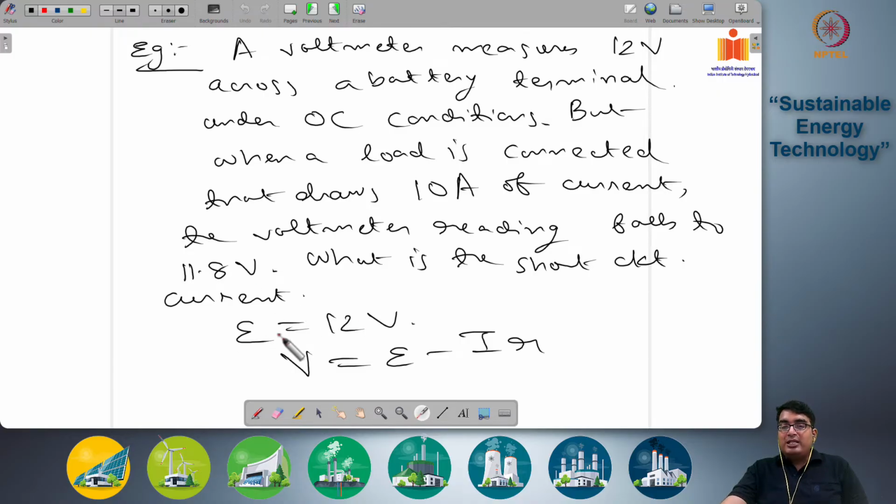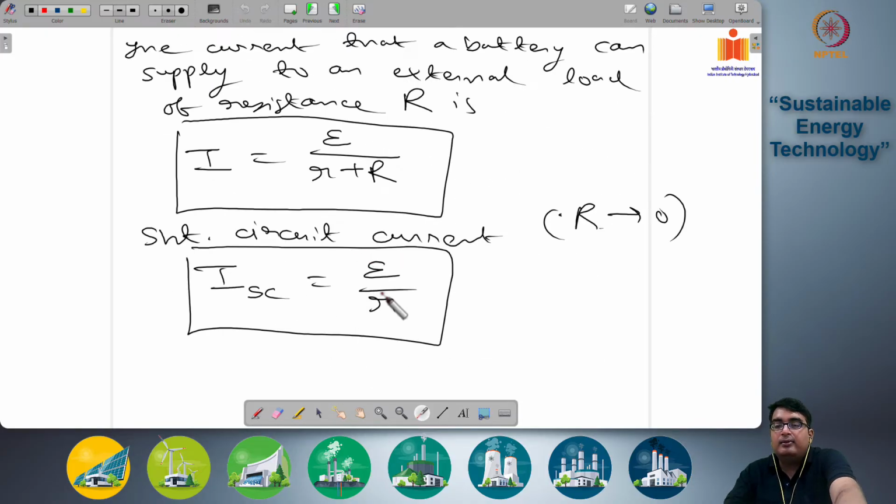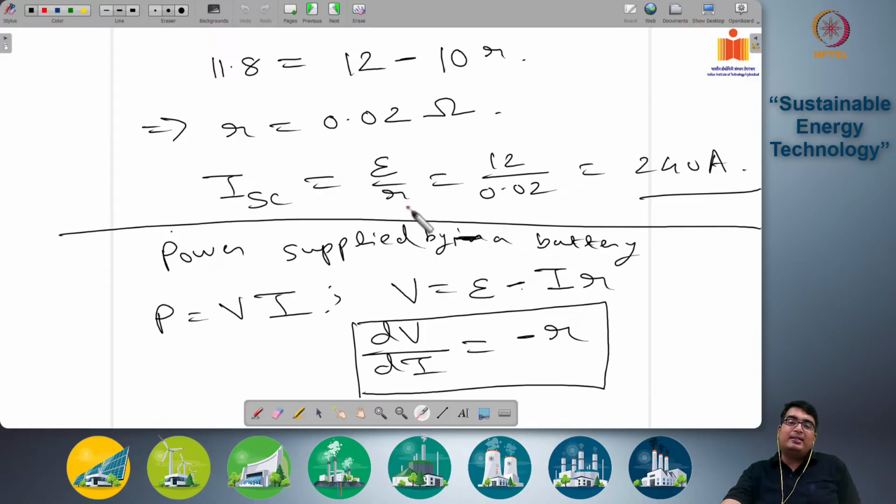Now, the electromotive force epsilon is 12 volts. When a current is flowing, the voltage measured will be the electromotive force minus the current into internal resistance. This value is 11.8 volts, the current is 10 amperes and epsilon is 12 volts. So, putting these values here, you can get the internal resistance, which is 0.02 ohms. Now, you can get the short circuit current using this formula, the electromotive force divided by the internal resistance, which gives you 240 amperes.